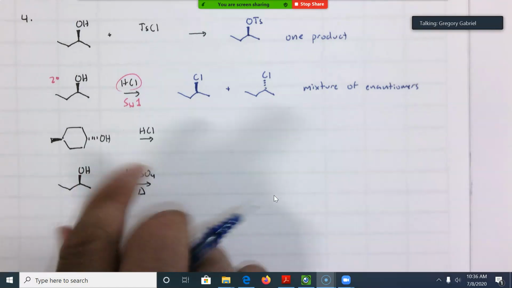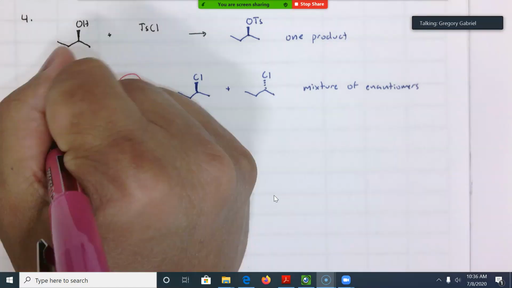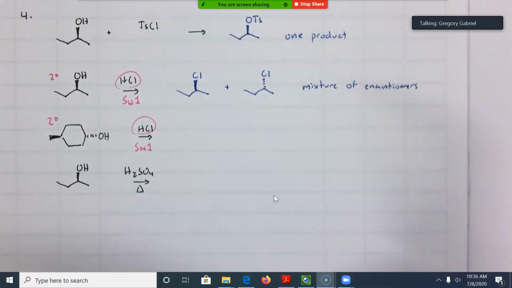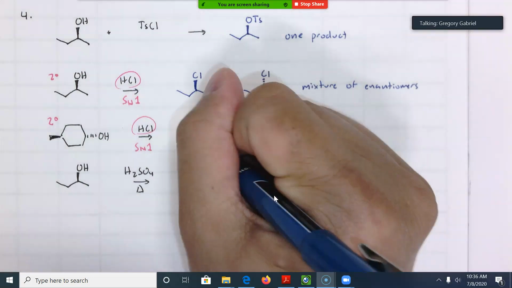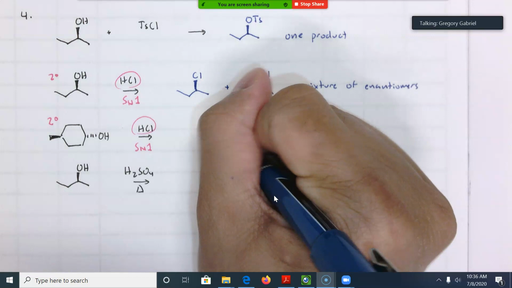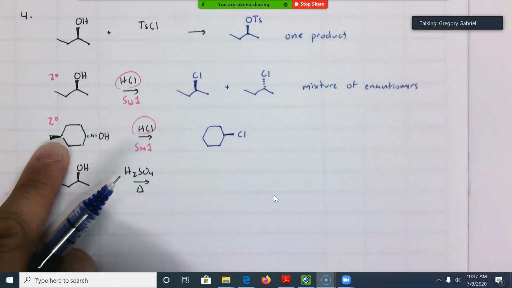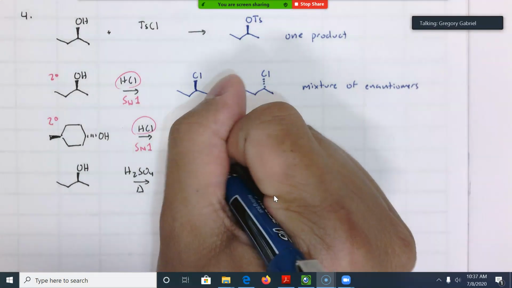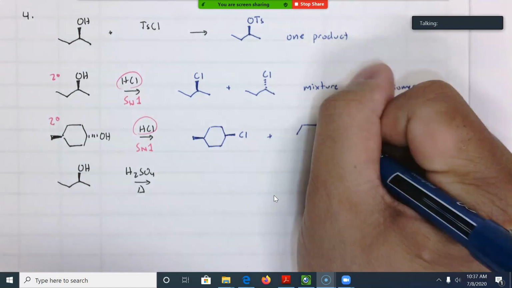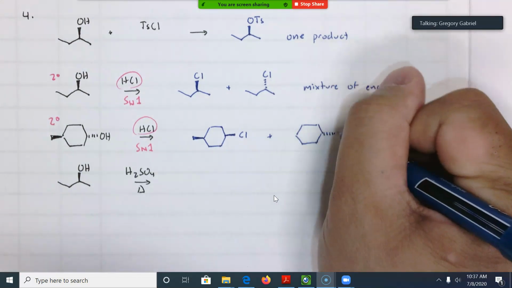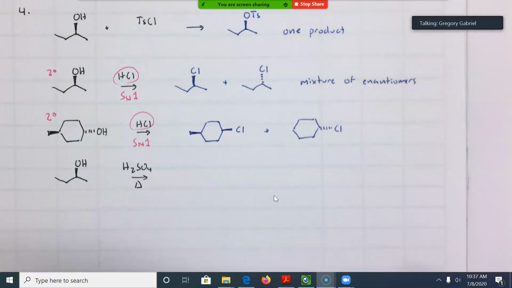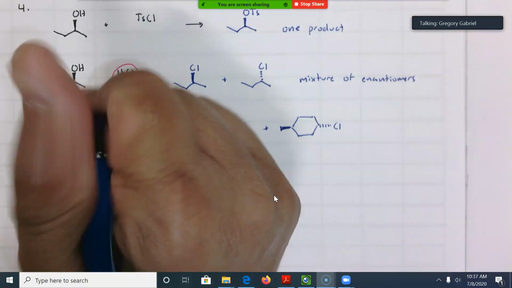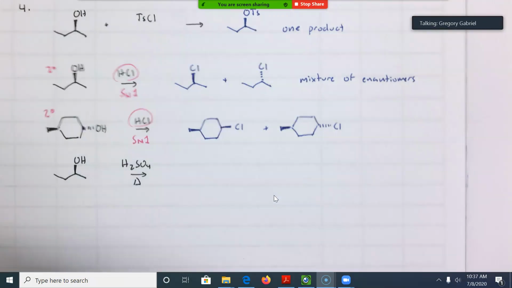How about this one? It's the same deal. It's secondary and it's HCl, so it's going to be SN1. But look what we get in terms of the product mixture. So I'm going to make this chlorine wedge. This carbon all the way on the left, nothing happens to that. So it stays wedged. But the chlorine could come in from the back also. So that's dash. Again, nothing happens to this carbon on the left. All the action takes place right here on this carbon that's connected to the oxygen.